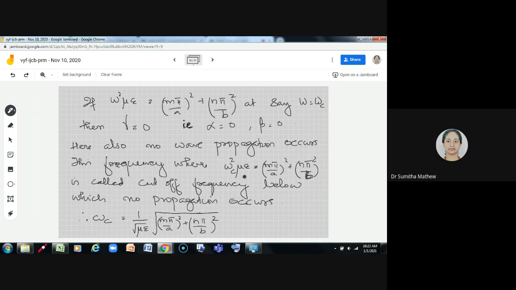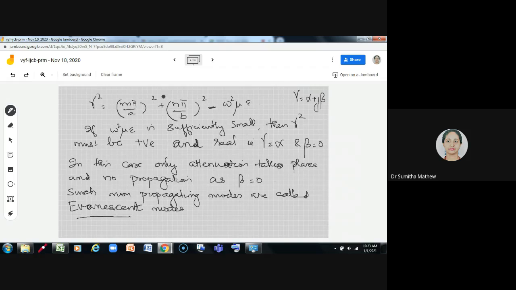Now we'll take the third case, where omega square mu epsilon is greater than (m pi by a) whole square plus (n pi by b) whole square. Then what happens in the expression for gamma square? If this part is less, this will be negative. So when you take the root for gamma, it will be imaginary. You will have to take the square root of a negative number, so j will come. Okay. So that is the third case.